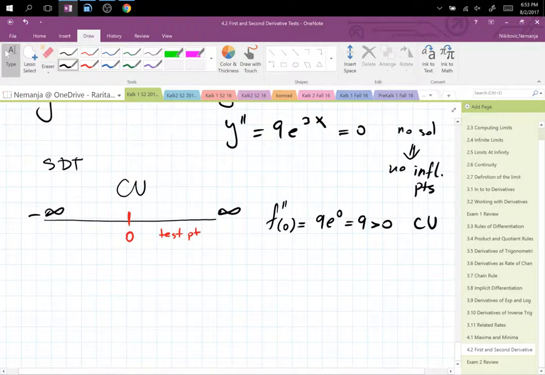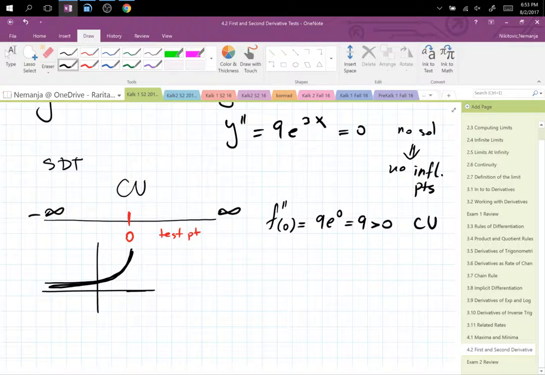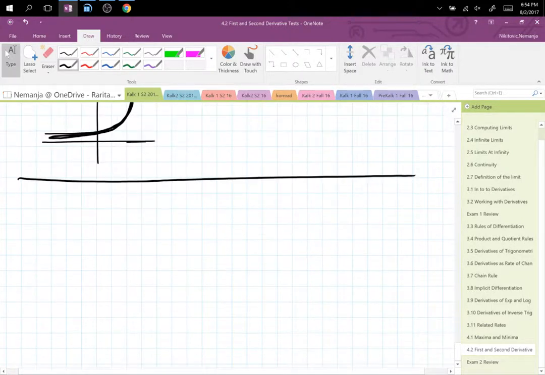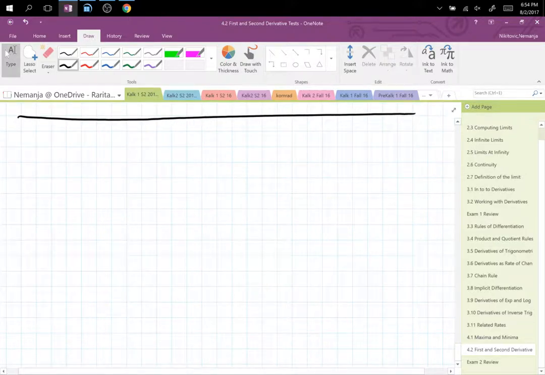Now, if you are to actually look at the graph, the graph looks like this, and it's clearly concave up, right? So this obviously works 100% of the time. It's very systematic, and the calculations are identical to your first derivative test, except now you're using second derivative, and instead of getting increase decrease, now you are getting concavity, so concave up or concave down.